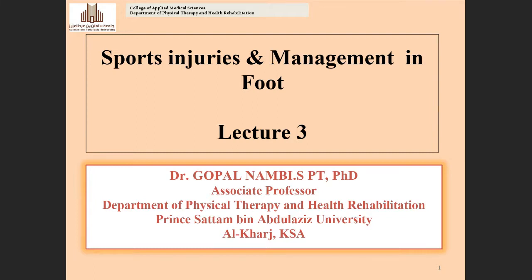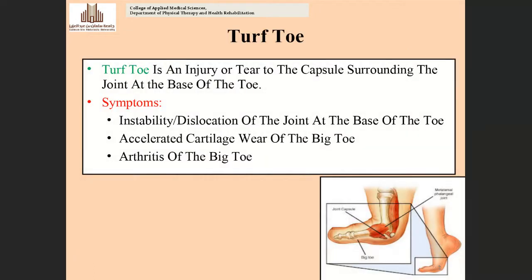In the last two lectures, we discussed the basic introduction to sports injuries. In the second lecture, we discussed the different components of the assessment, right? From today's lecture, we are going to talk about the important sports injuries in the foot region. In the forthcoming lectures, we will talk about the other injuries in the hip, knee, upper extremities and the vertebral region, right? So today we will start.